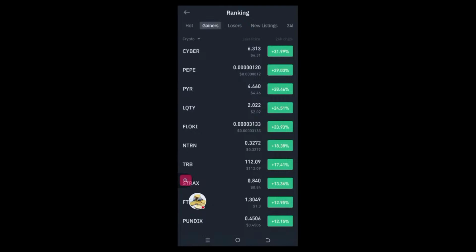So let's go ahead and do this. I'm going to be choosing any coin that I see that fits my budget. Don't forget, we have about $440 that we're going to be working with.